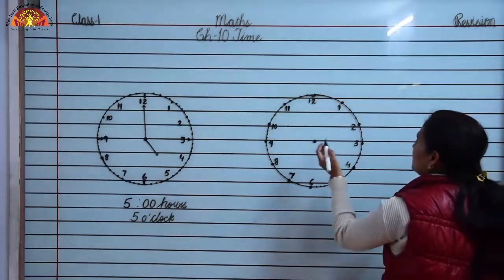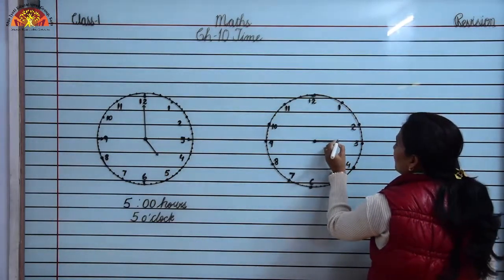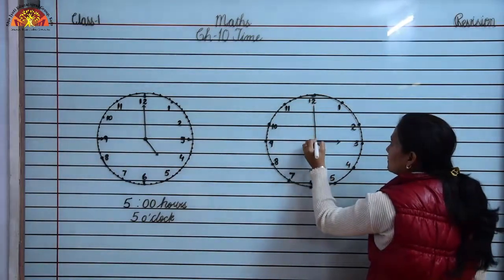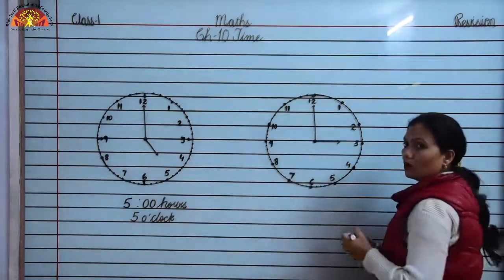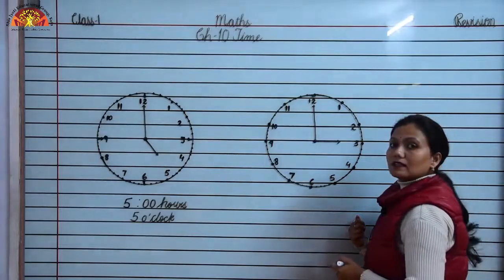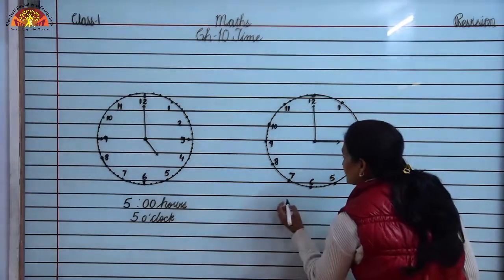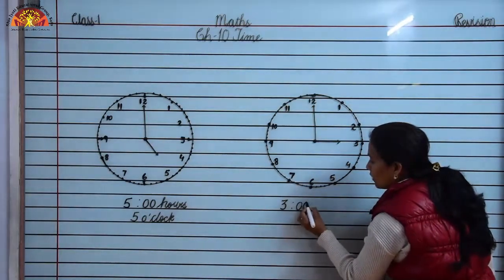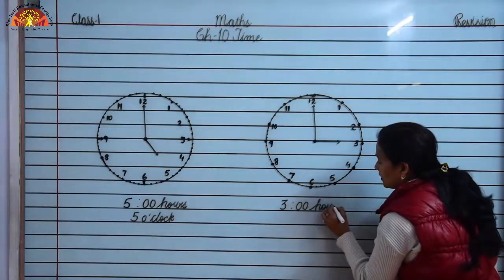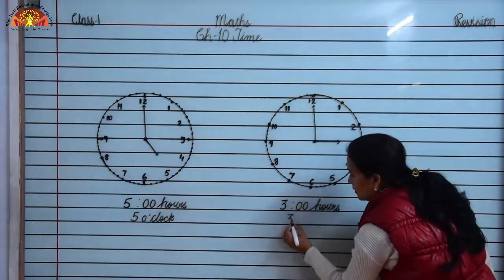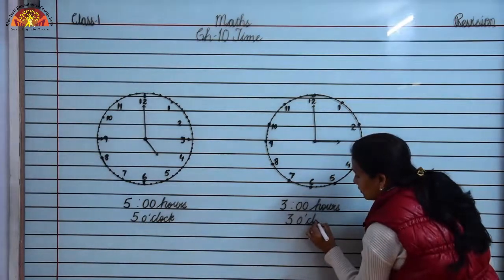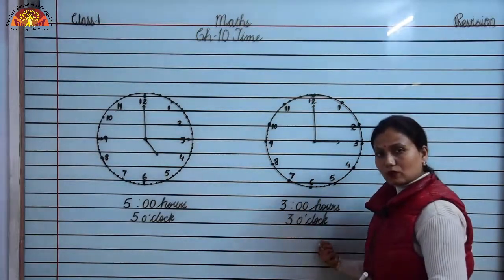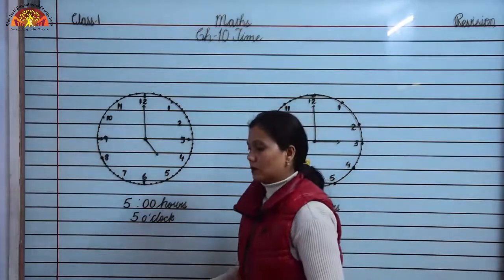Now, see one more example. When the hour hand is at 3 and minute hand is at 12. Now, can you tell me what time is it? This is 3 o'clock, or we can say 3 hours. So, how we will write this? One way is this 3 hours or 3 o'clock. So, this clock represents 3 o'clock and this one 5 o'clock.